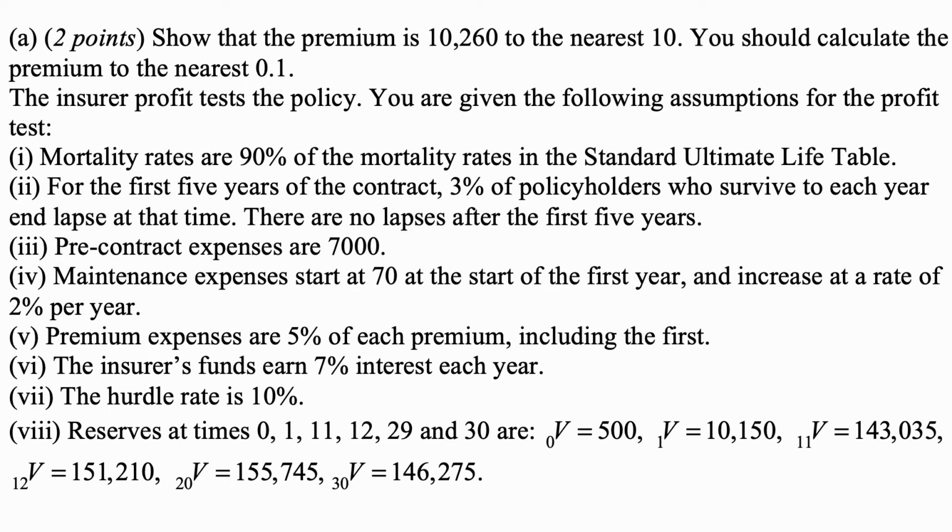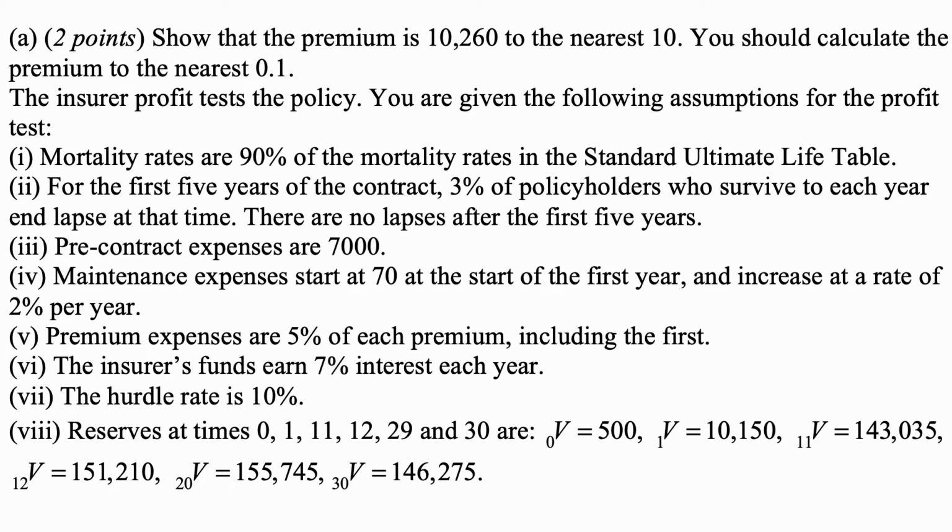The insurer profit tests the policy. You are given the following assumptions for the profit test. Mortality rates are 90% of the mortality rates in the standard ultimate life table. For the first 5 years of the contract, 3% of policyholders who survive to each year end lapse at that time. There are no lapses after the first 5 years. Pre-contract expenses are $7,000. Maintenance expenses start at $70 at the start of the first year and increase at a rate of 2% per year. Premium expenses are 5% of each premium, including the first. The insurer's funds earn 7% interest each year. The hurdle rate is 10%.